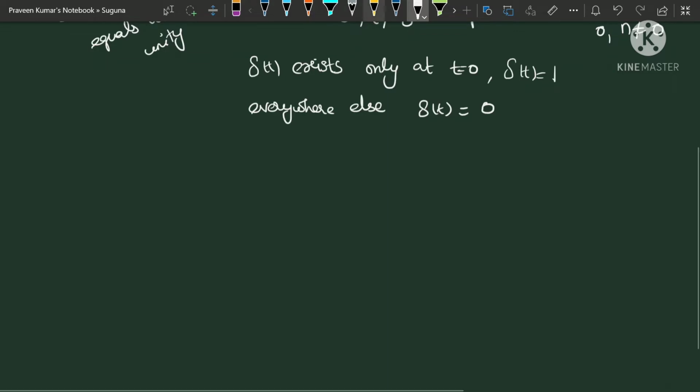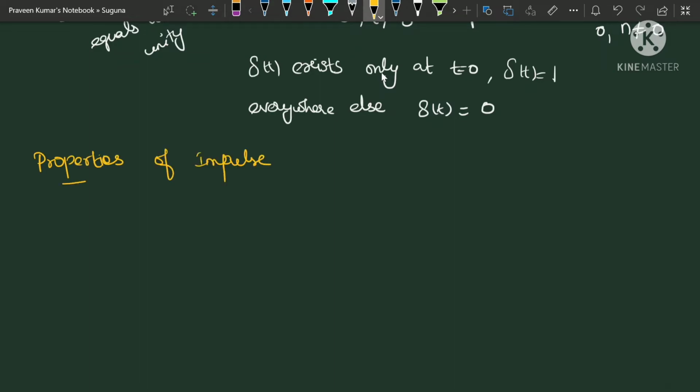So, next topic is properties of impulse. First property is integration minus infinity plus infinity x of t into del of t dt is equal to x of 0. This is the property. Okay, if we multiply any signal with del of t over the integral, the resultant becomes x of t at t is equal to 0.